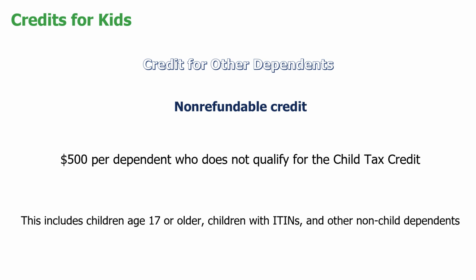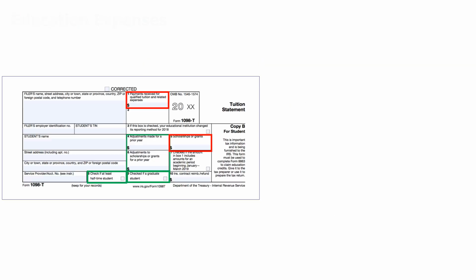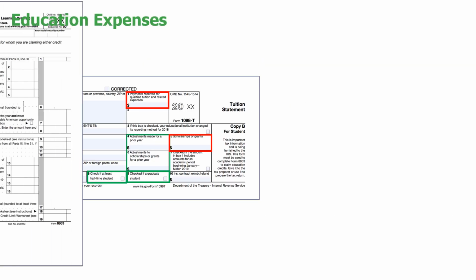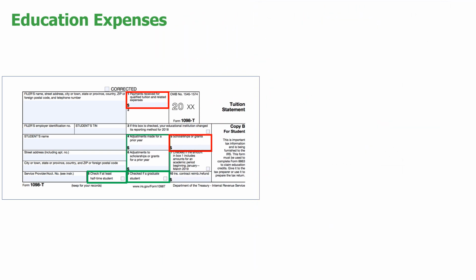If your dependent doesn't meet the rules for the child tax credit, are you just out of luck? Not quite. There's also the credit for other dependents. Unlike the child tax credit, the credit for other dependents is strictly non-refundable. It can reduce the tax liability by $500 for every dependent claimed on the return that does not qualify for the child tax credit. There are also credits available for those who are pursuing post-secondary education.